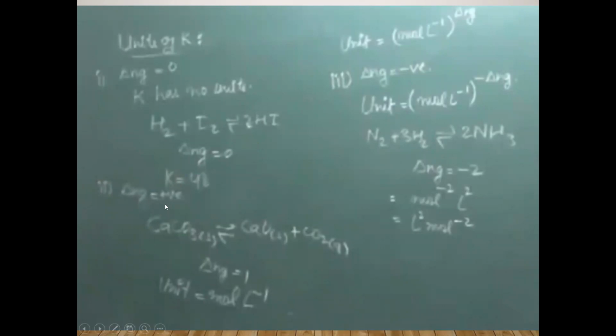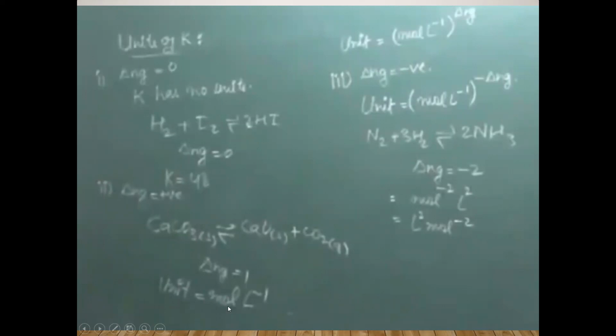If the value of delta Ng is positive, like in this reaction, where we are heating solid calcium carbonate, and the products are solid calcium oxide and carbon dioxide gas. We know that in delta Ng we consider the number of moles of gaseous compounds only. So here only carbon dioxide is present in the gaseous state. So when we calculate delta Ng, it will be 1 minus 0, that is 1. So the value of delta Ng is positive. Then in that case, the unit will be mole per liter.